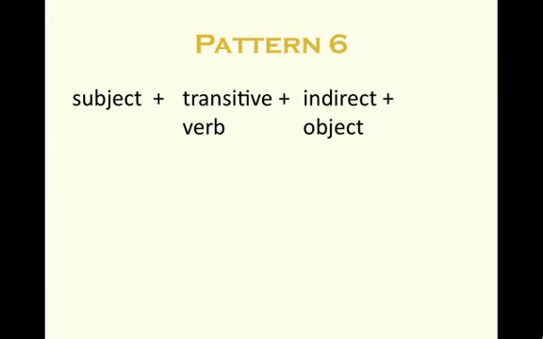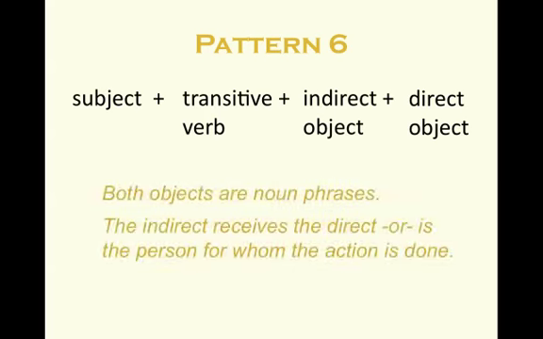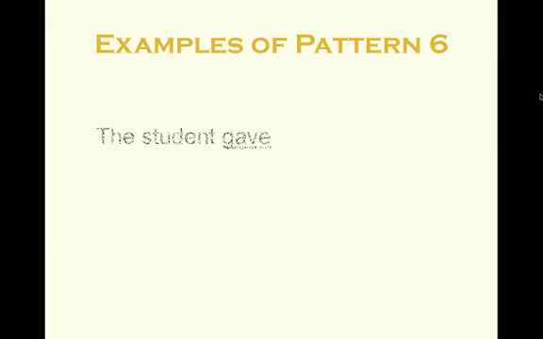Then we have an indirect object before our direct object. Both of these are noun phrases. The transitive verb is still impacting the direct object, and then our action sort of bounces back from right to left. The direct object is given to or received by the indirect object. Could that be any more indirect? Let's look at some examples.